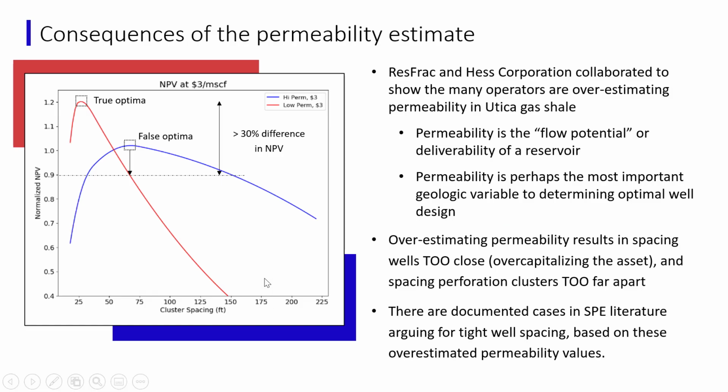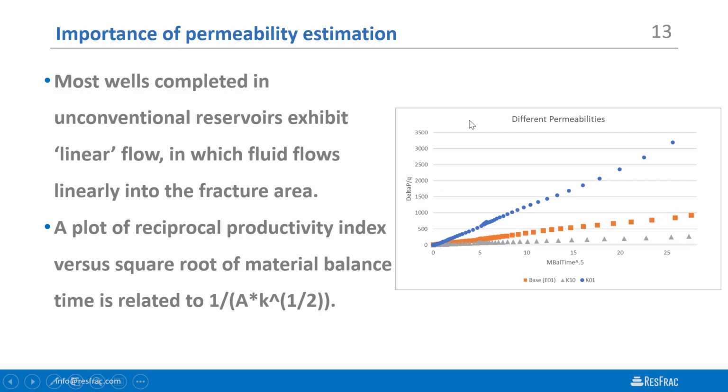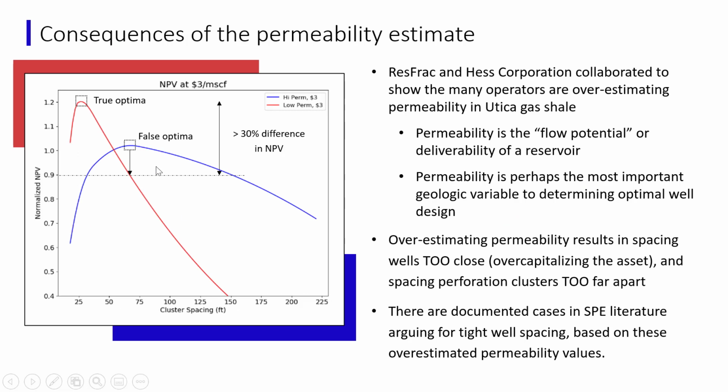Now this is a really big deal. This is from a paper that we wrote at ATCE 2019, with Garrett Fowler, myself, and Craig Cipolla with Hess. And we looked at optimizing cluster spacing and well spacing in the Utica shale. Number one, what we showed is that we were able to history match the production data using very different permeability estimates. But if you use the wrong permeability to history match, and then you subsequently optimize well spacing or cluster spacing, you arrive at a very suboptimal solution.